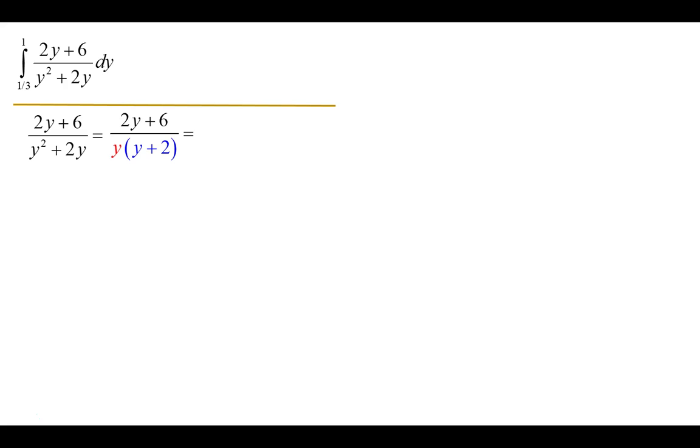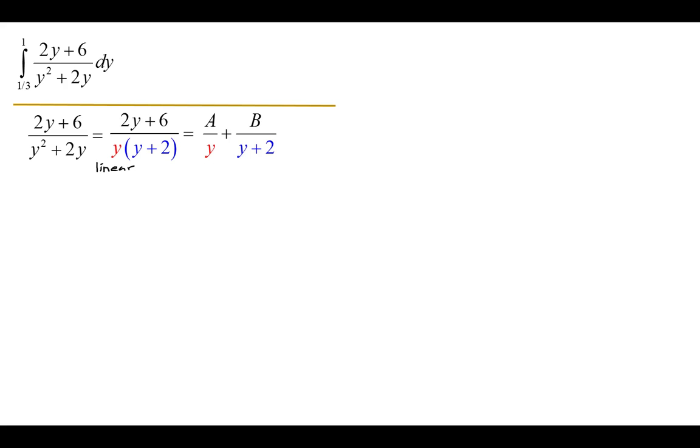It's your job to recognize exactly what's the nature of that. There are 3 different types. There's when you have only linear factors. There's when you have a linear factor that's raised to a power. And then the last type is when you have an irreducible quadratic. So both of these are linear, so when we break down with the decomposition, it's just going to be some constant over the y and some constant over the y + 2. So we have linear factors only.